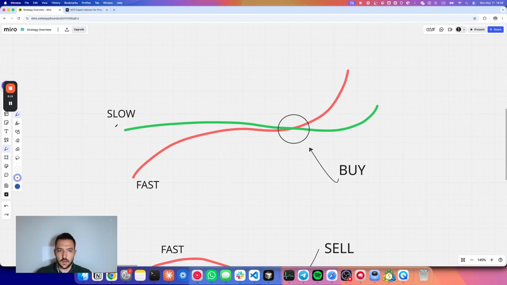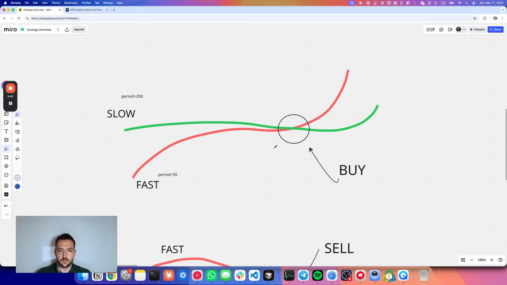So the slow one will have a greater period, meaning, let's say the period can be 200, which is a very popular one. And this means that it will take 200 candles to calculate the price. And let's say the fast one is a period of 50. This is also a popular setup. This means this one is going to take the last 50 candles to calculate the price.